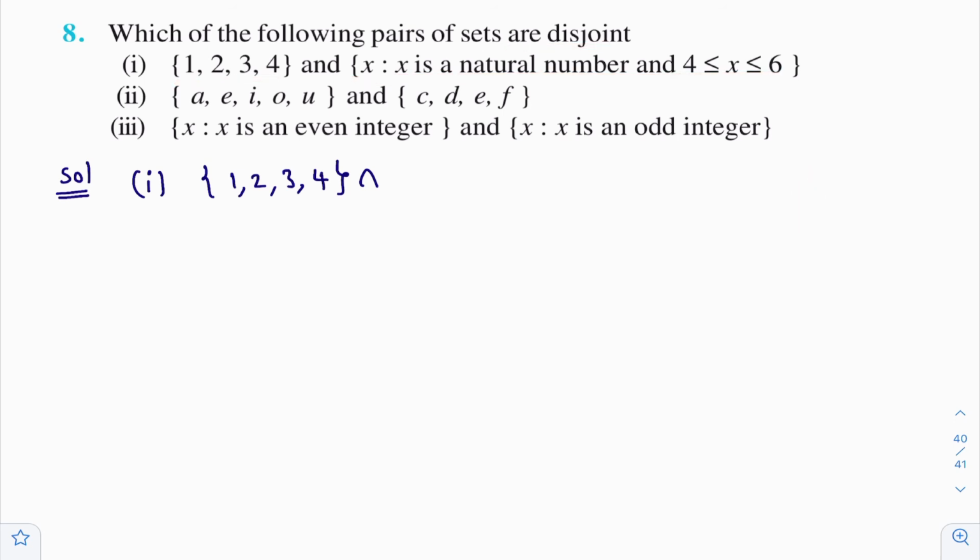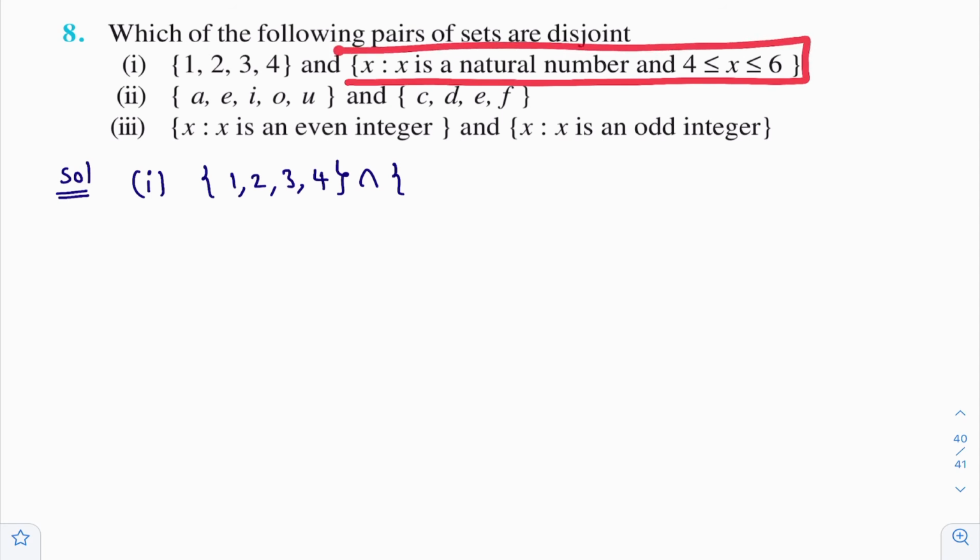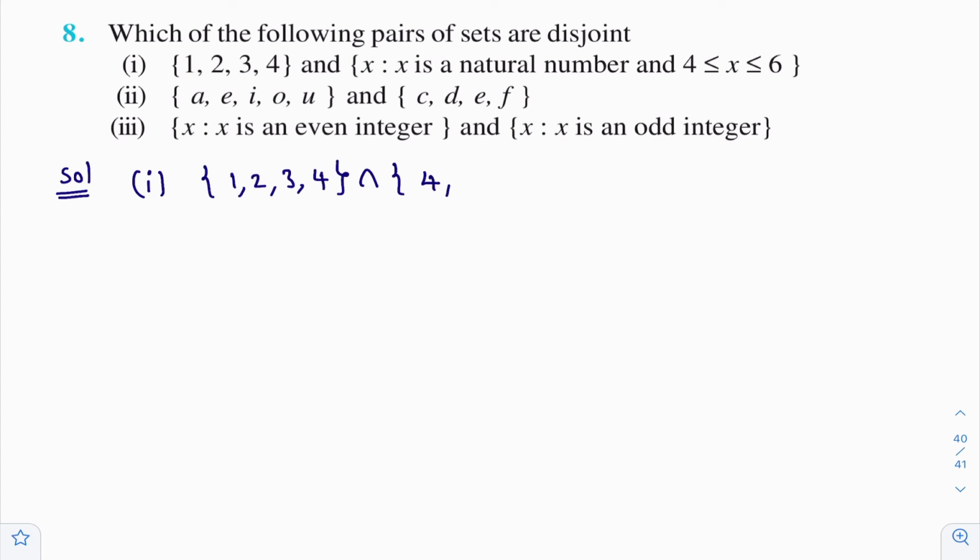Now I'll write the second set. Actually, this set is given in set builder form. We'll write this set in roster form. x is a natural number and x is in between 4 and 6. We know that in earlier problems also we used this notation. x is in between 4 and 6, and as less than or equal to is given, it is 4, 5, 6. Actually, in between 4 and 6, 5 is the only natural number. As they given less than or equal to here, we'll include 4 and 6. I hope you understand how to write this set in roster form.